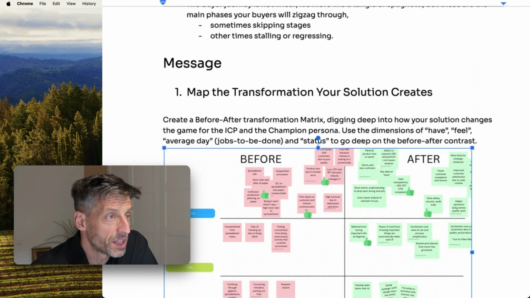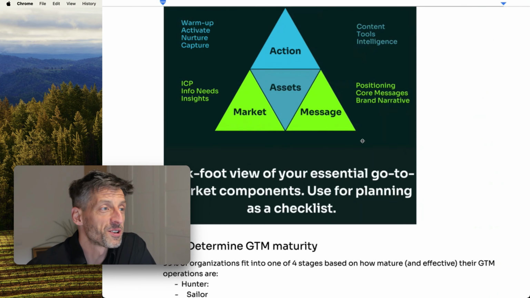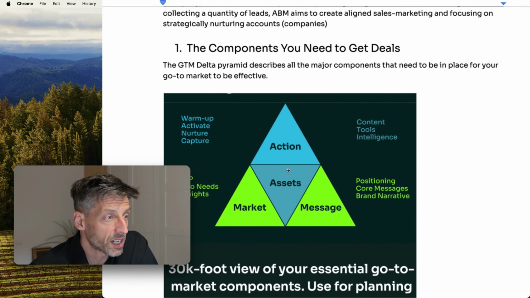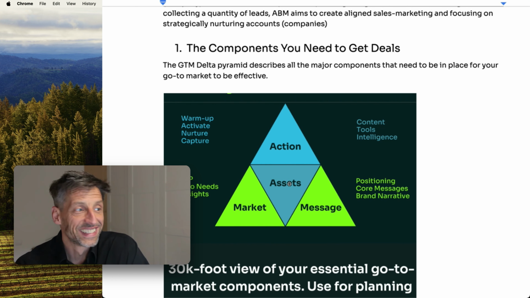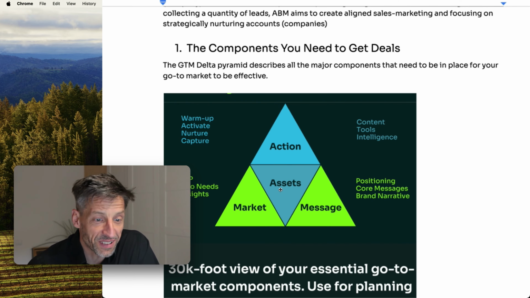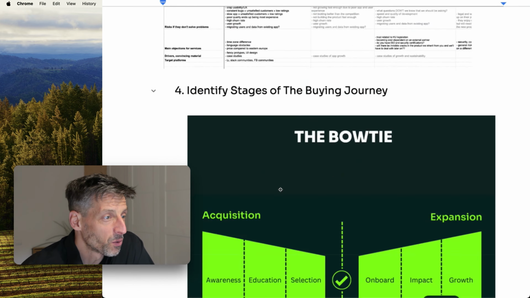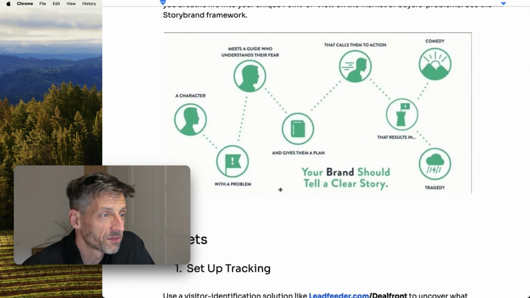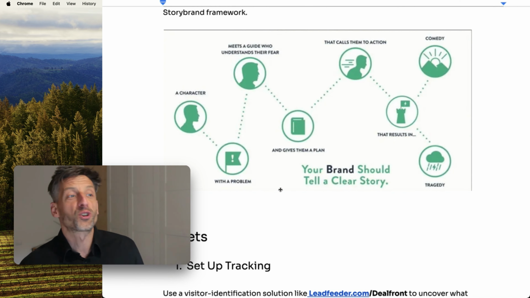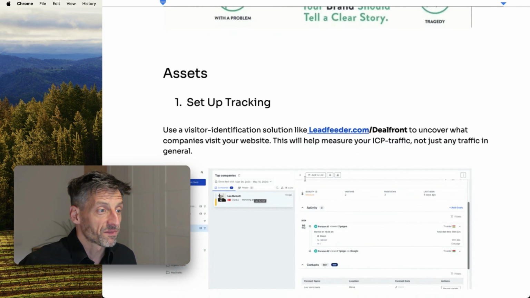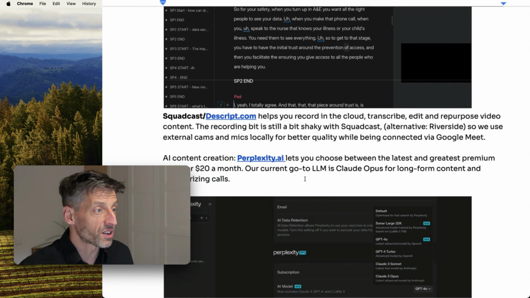Okay, assets. We're in the middle of the GTM delta. We're right here. This is the heart and soul of it, even graphically and in real life too. Okay, so assets are basically content and collateral that helps your buyers understand you better. Okay, and just a couple things that we have there.